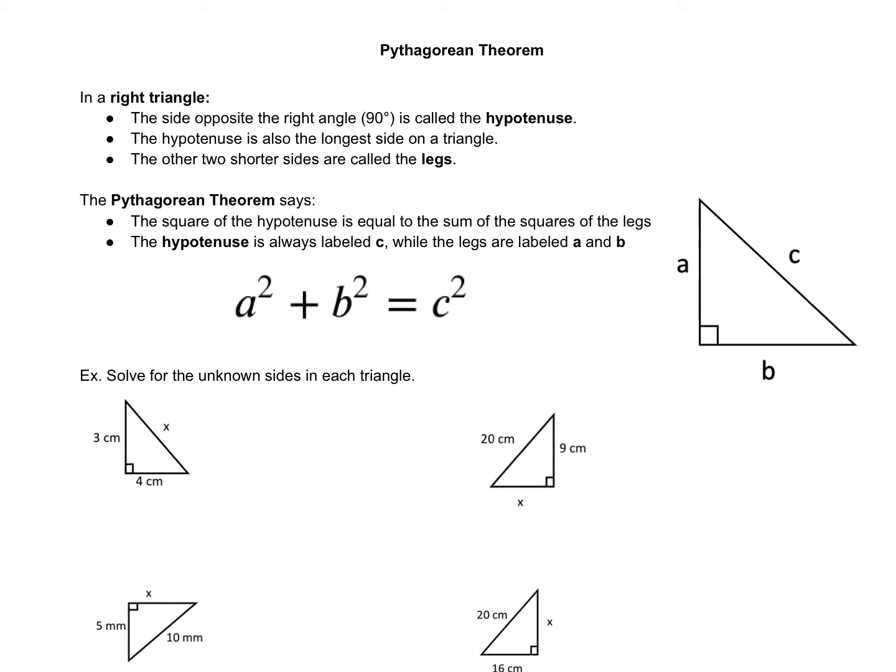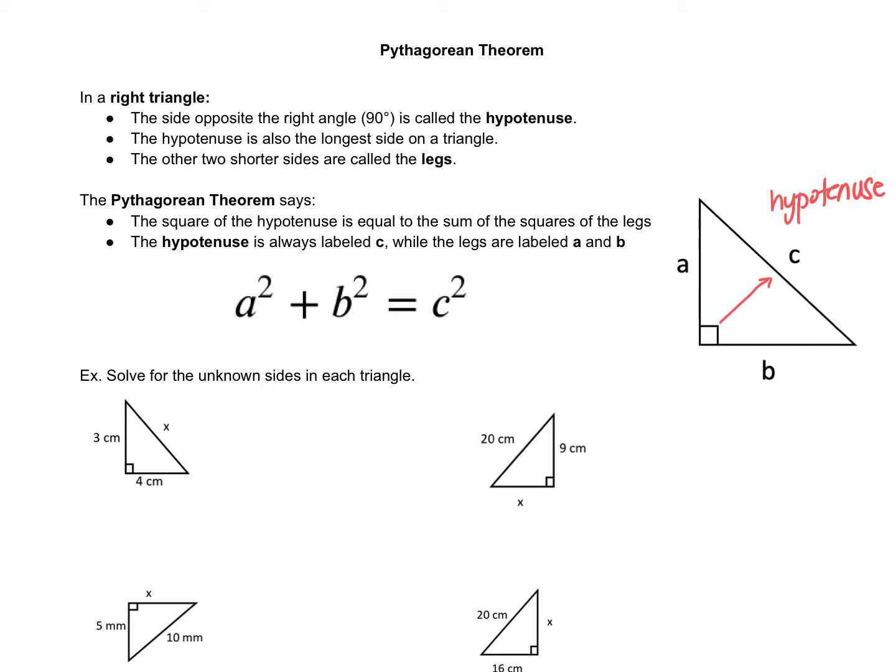The side that is opposite the right angle is always called the hypotenuse. So if we look at our right angle here, this side here is the hypotenuse, and it will always be labeled with C. It is also the longest side in your triangle. The other two sides are called the legs, and we use A and B to label them.